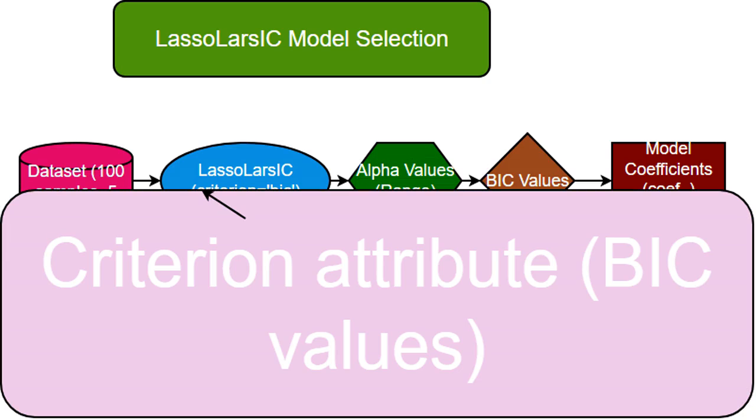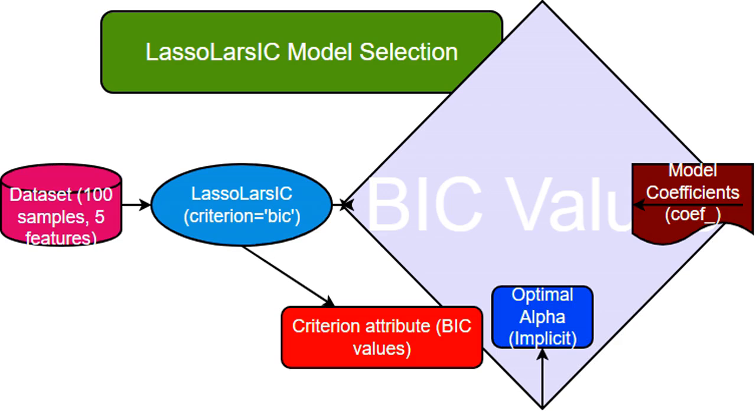LassoLarsIC's criterion attribute is a treasure trove. It holds all the Bayesian information criterion, BIC, values. Each BIC value corresponds to a different amount of regularization strength, alpha. I use these BIC values to find the alpha that gives me the best model. The BIC values are numbers that tell me how good each model is. A lower BIC means a better model. Each BIC is calculated using an alpha value. We choose the model with the lowest BIC.